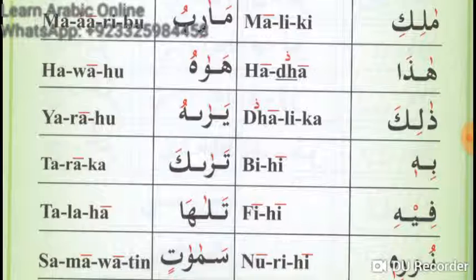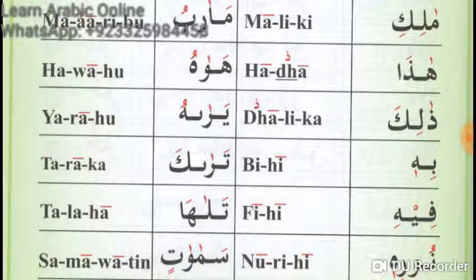Tell me why this ya is called ya madda. The sukoon. Yeah, there's a sukoon on ya, and before ya we have a kasra. So these two conditions are fulfilled here. So this is called ya madda.